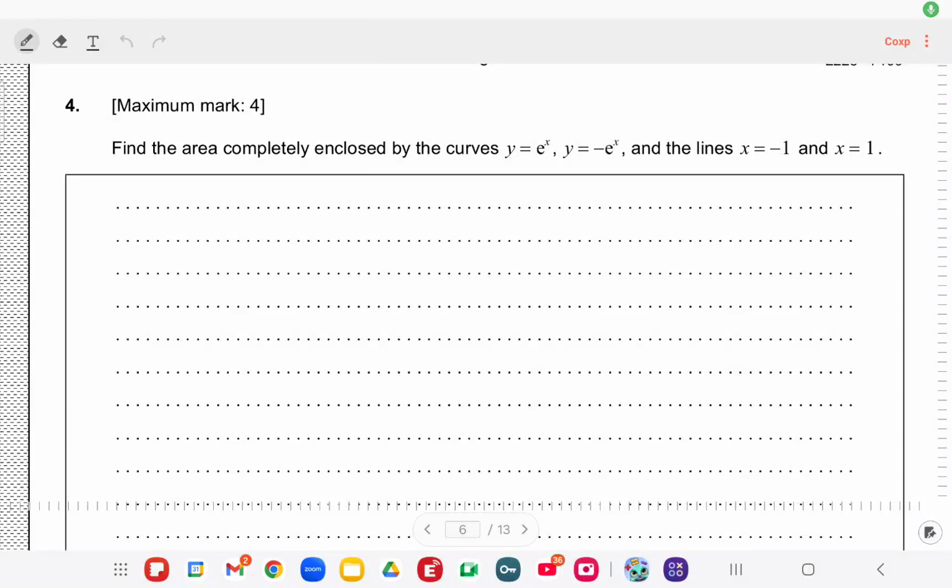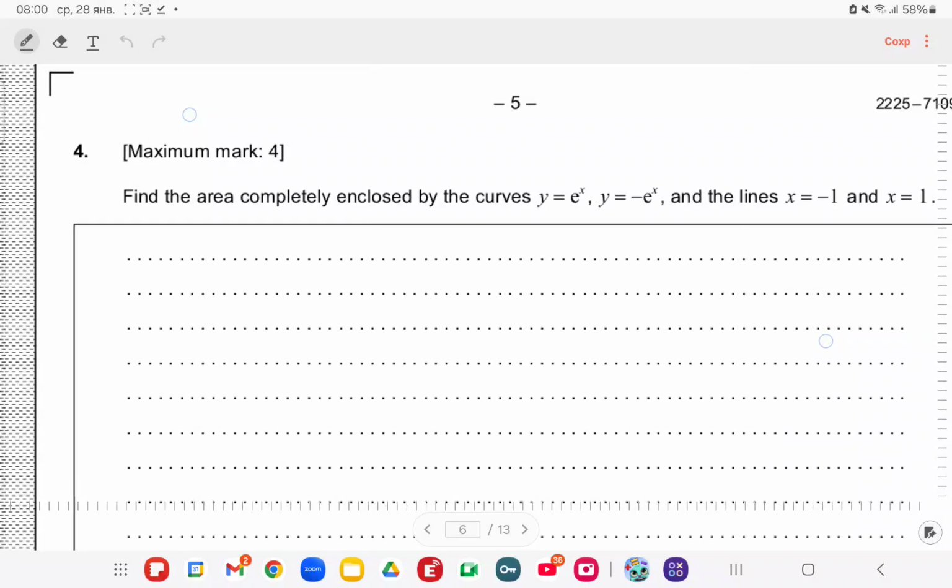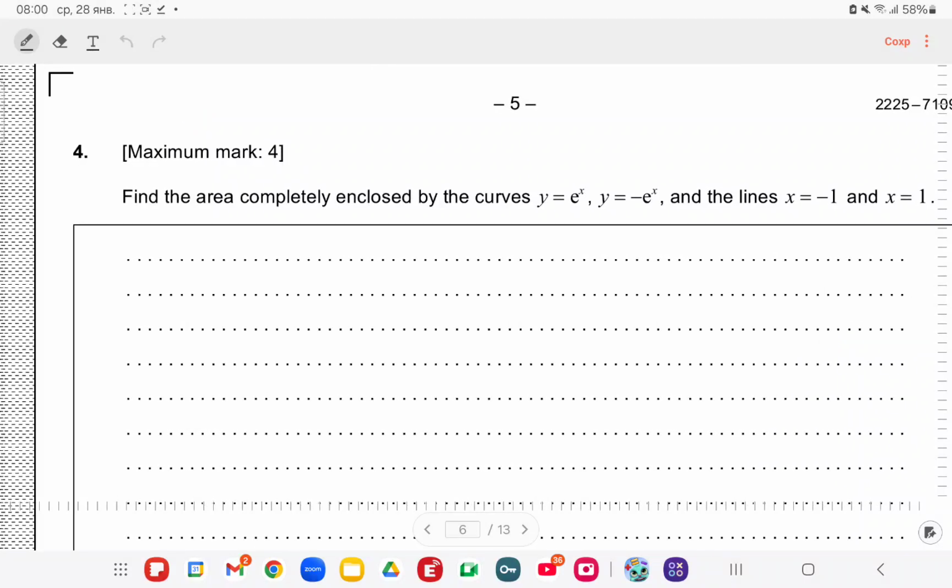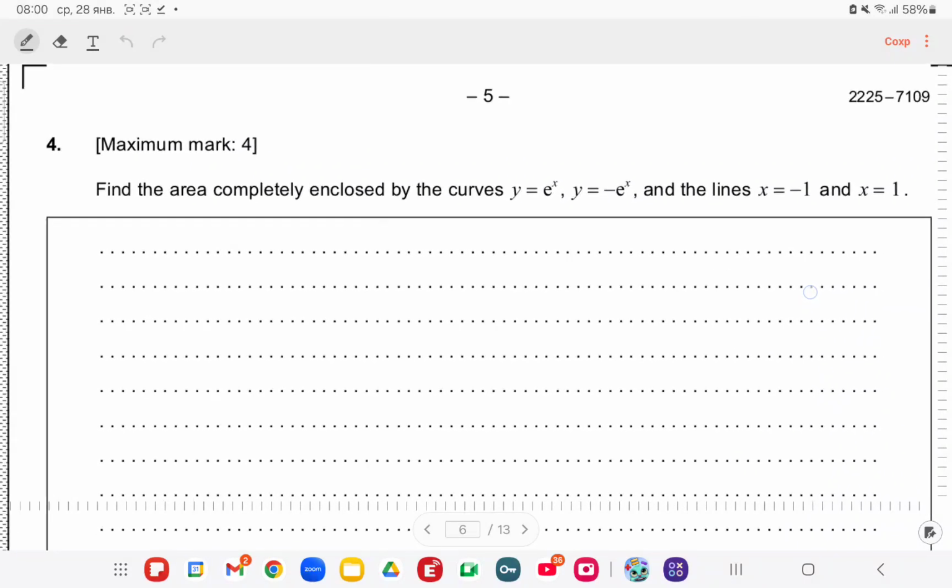Hello! In this lesson we are going to consider past paper analysis and approaches, standard level 2025 paper 1. Question number 4. In this question we have to find the area completely enclosed by curves. Given all conditions about the curves, there are 4 marks, so about 4 minutes this video will take.